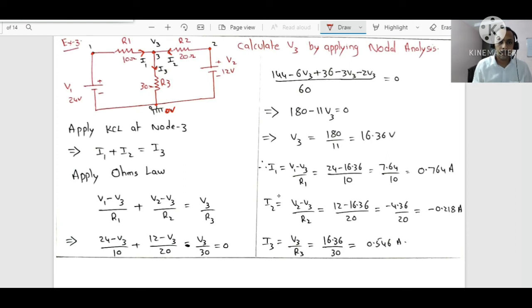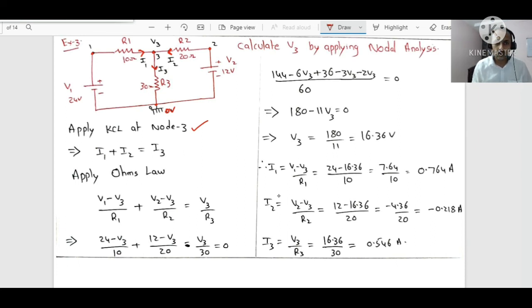So what is the current entering at this node? At node 3, I1. This is the circuit where most of the students will do the model calculations in their laboratory, while applying Thevenin's theorem, Norton's theorem, or the superposition theorem. They are supposed to do the model calculations just before attending the lab.